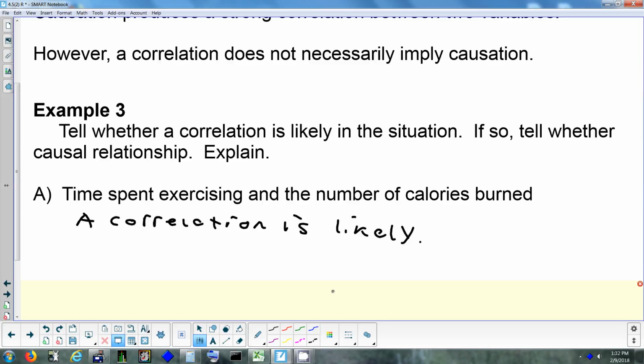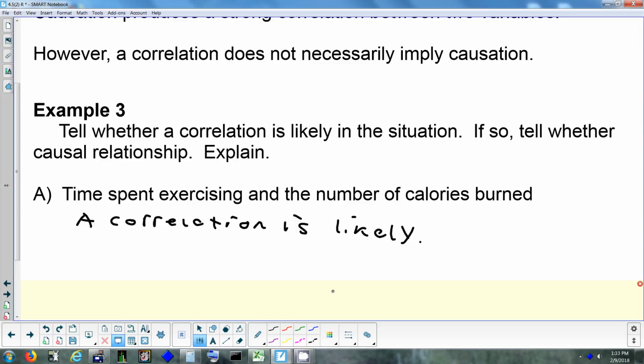All right, so now the next thing. If there's a correlation, we're going to take it the next step. Is it a causal relationship? What do you think? If you're using a treadmill and you stay on at the same speed for 10 minutes, and then for 20 minutes, is it guaranteed you're going to burn more calories?